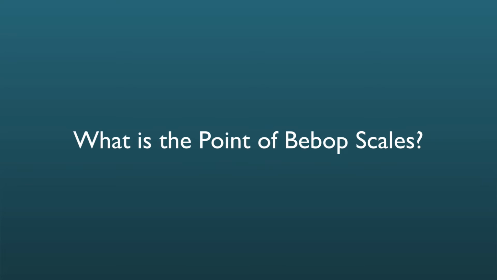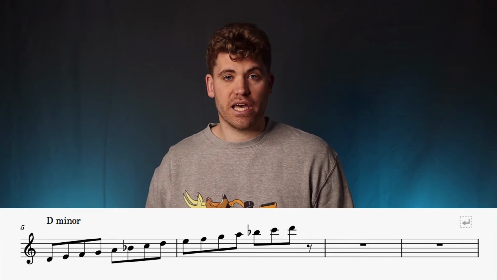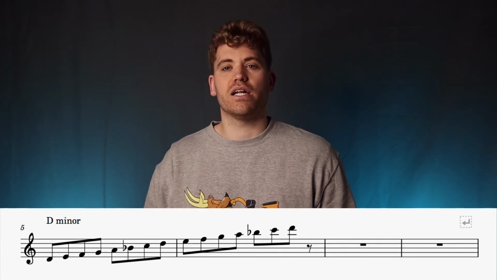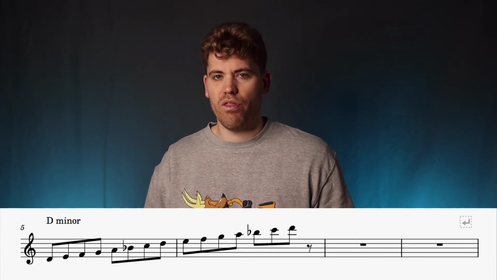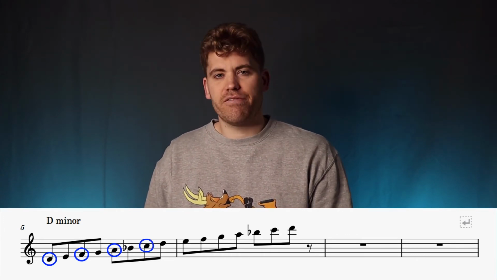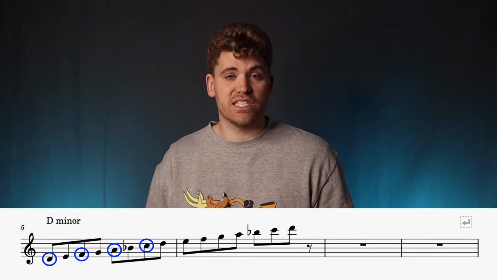What is the point of bebop scales? So hopefully now you understand what a bebop scale is and how to convert a normal scale into a bebop scale. But why do bebop scales even exist? What's the point? Why do we play them? The answer is all to do with chord tones. Let's use D minor as our example. If we play 8th notes up a standard D minor scale, starting on the root note over a D minor 7 chord, we can see that to start with, all the chord tones land on the beat. We land on D, F, A, and C, which is great. This is exactly what we want.